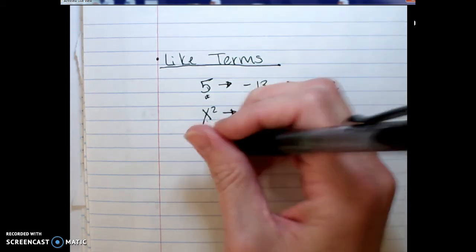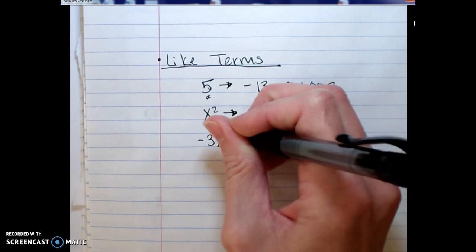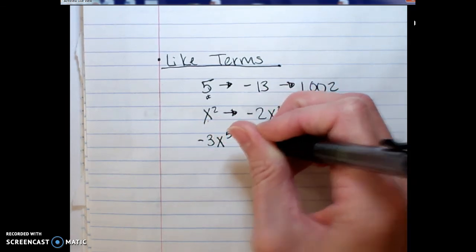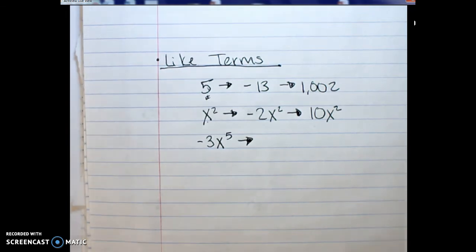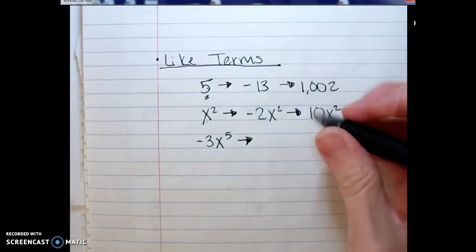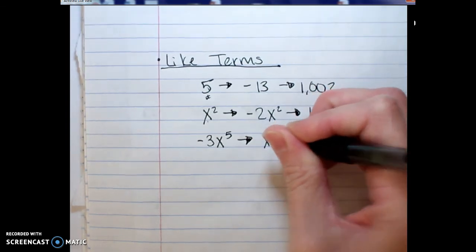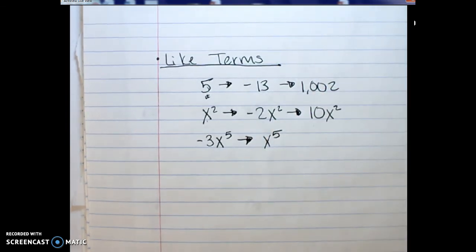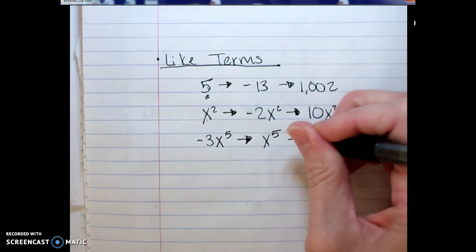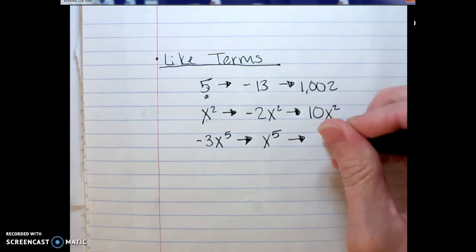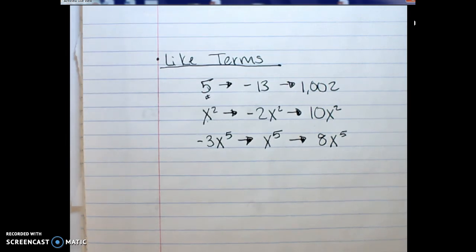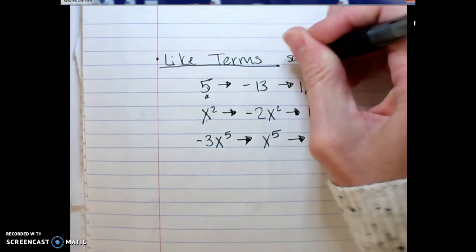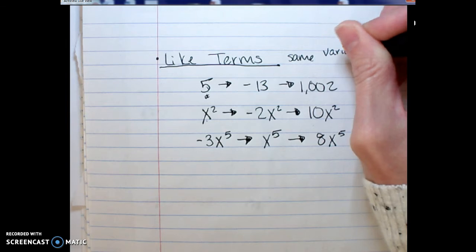So then what if we had negative 3x to the 5th power? What would be a like term for negative 3x to the 5th power? Anybody make up one? No brave soul. All right. Again, all you have to have is x to the 5th power. So we could have a plain x to the 5th power. That would be a like term. Same variable, same exponent. We could have a positive 8x to the 5th power. Again, it's the variable and the exponent that you look for. So you have to have same variable and exponent.